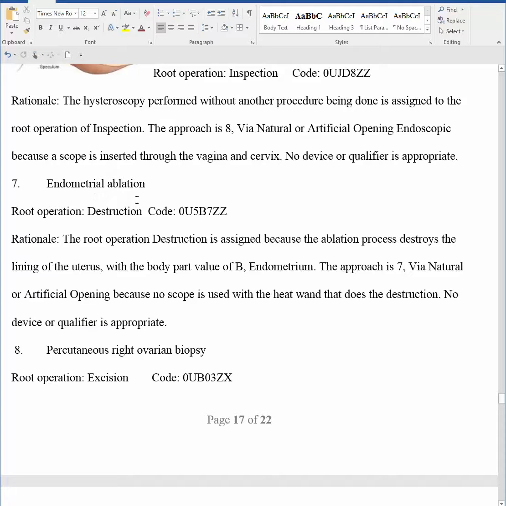Number 7 is an endometrial ablation. Ablation is using some type of force. So that relates to the root operation of destruction. We have the location is the endometrium. Our code is 0U5B7ZZ. Again, root operation is destruction. Then we're going to index endometrium, and via a natural opening. There's no documentation that an endoscope was used in this case.